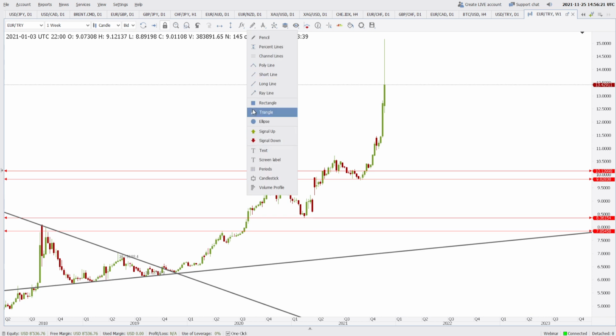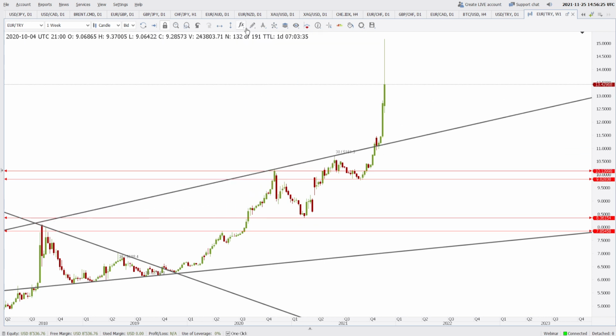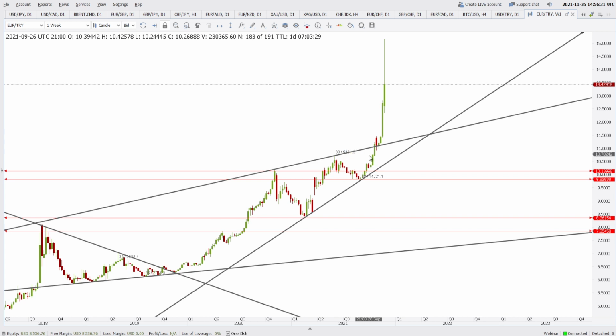There again, there was a wedge formation here. Then again, there was a wedge formation here, and this wedge broke to the upside again. Although a rising wedge is a bearish pattern, it broke to the upside, and after that it found support here. Now the price is headed up again.